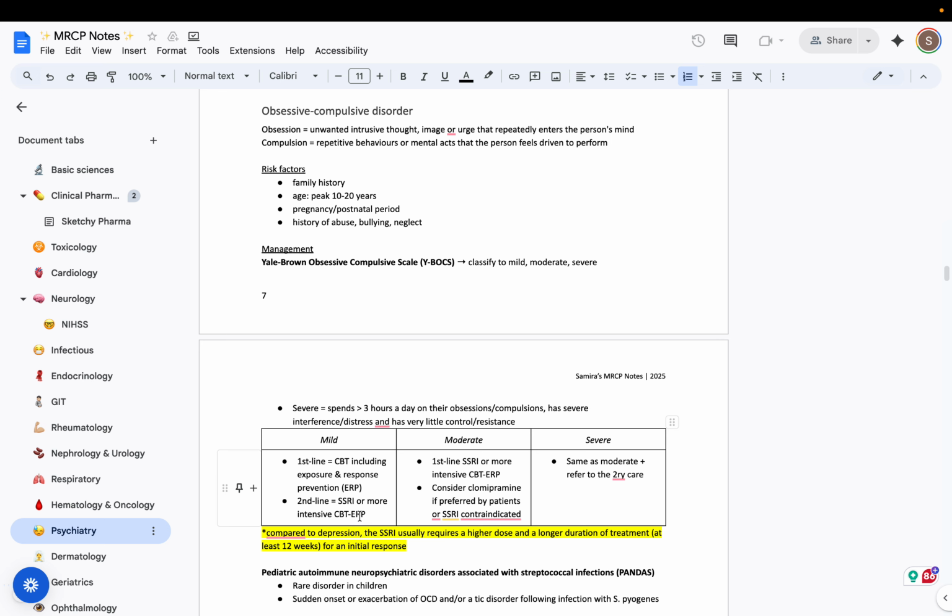For moderate, we start with drugs. So we start with SSRI or intensive CBT ERP, and we can consider clomipramine. For severe, we refer to secondary care, so we can't deal with this in the primary care. Compared to depression, the SSRI that we give in OCD would require a higher dose and longer duration of treatment for a response to occur.